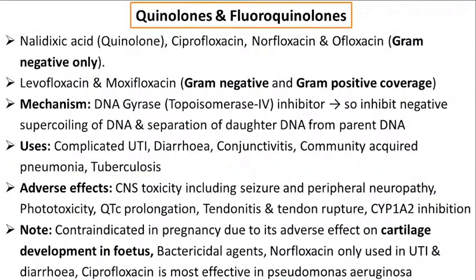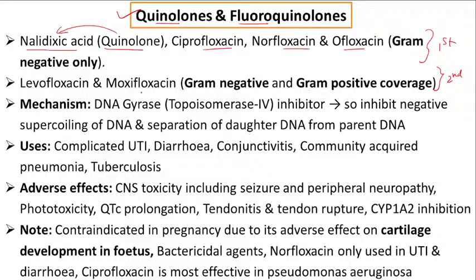Okay, next, quinolones and fluoroquinolones. What will we remember here? The important thing is that the only quinolone is nalidixic acid, while all the other available molecules are floxacins, which are fluorinated molecules, with fluorination occurring on the seventh carbon. Those fluorinated molecules are called fluoroquinolones, while the only quinolone is nalidixic acid. They can be divided into first generation and second generation.